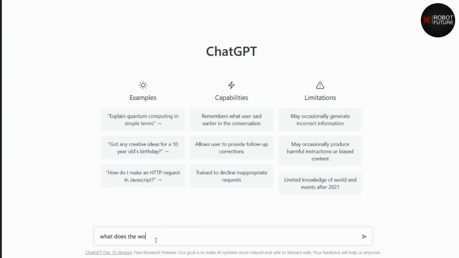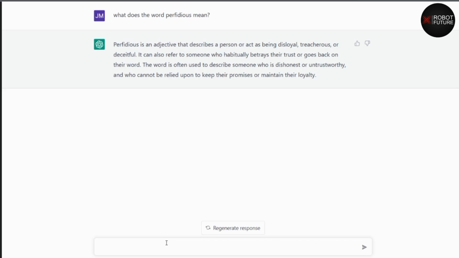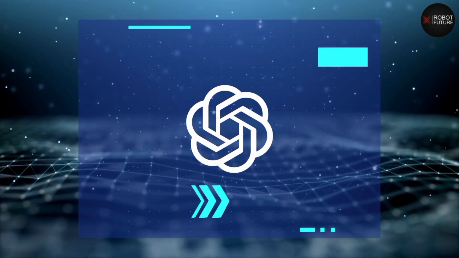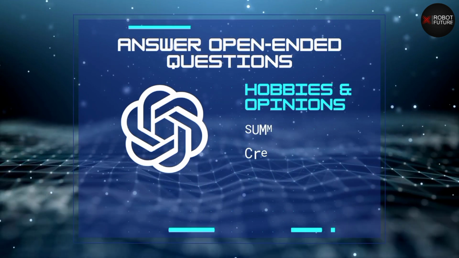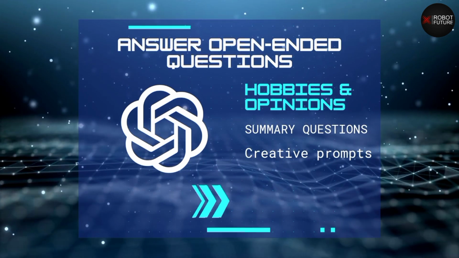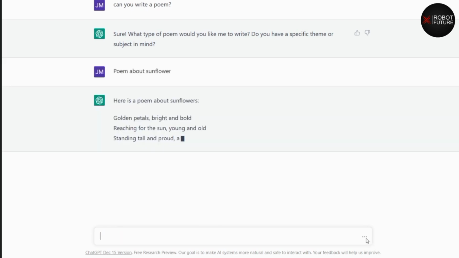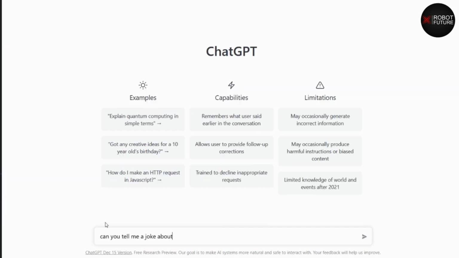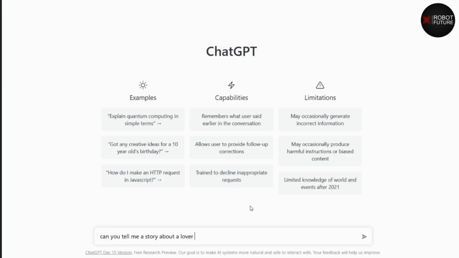ChatGPT can also answer definition questions, like, "What does the word perfidious mean?" It can also answer open-ended questions such as those about hobbies and opinions, summary questions, and even creative prompts. Yes. This means that ChatGPT will be able to write a poem, tell a joke, and even write a story using the information that you provide.